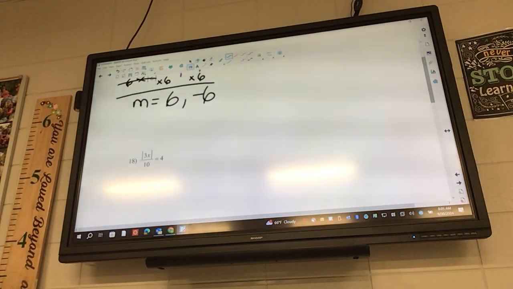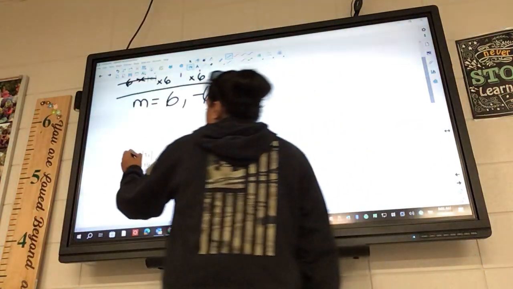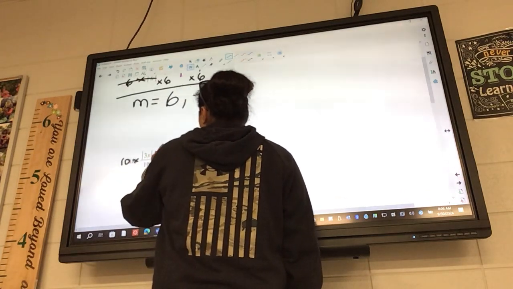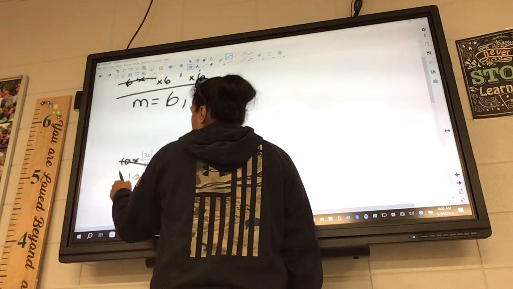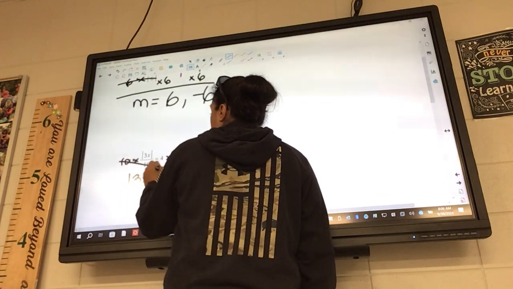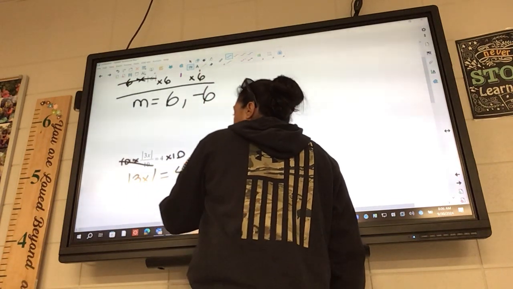Okay, 18. Is there anything on the outside of the bars? Yes, there's a 10 there. So our very first step is going to be to times by 10. Okay, before we even say comma and make it a negative, we have to move the 10. So you're going to get bar, 3x bar equals 40.